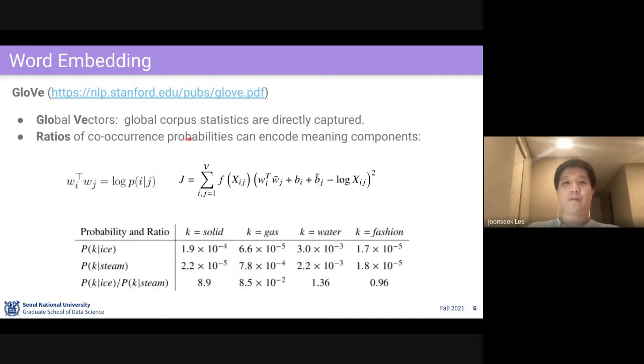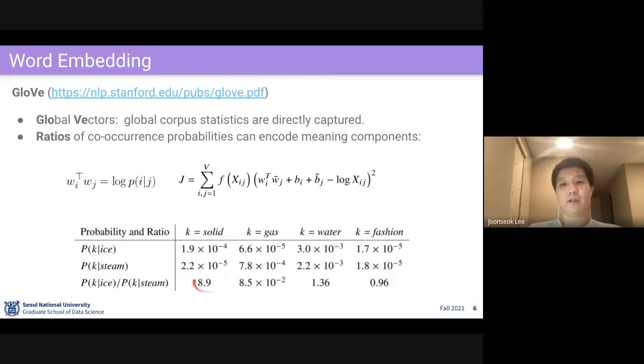GloVe, or global vectors, is another type of traditional word embedding. They took into account the ratio of co-occurrence probabilities. This is their observation. Given ice, the probabilities of these four words, like solid, gas, water, fashion, are like that. If the given word is steam, then the conditional probabilities change like that. Then we divide one by the other, and we see that for irrelevant words like water or fashion, the ratio is close to 1. But because ice is solid and steam is gas, given ice, solid is more likely to appear there than with steam.